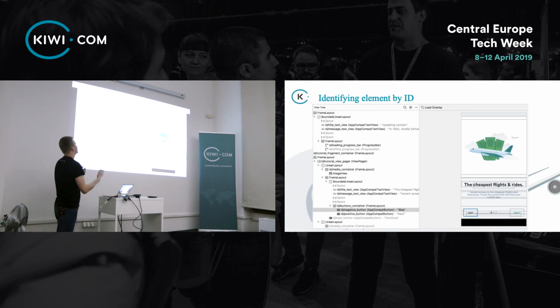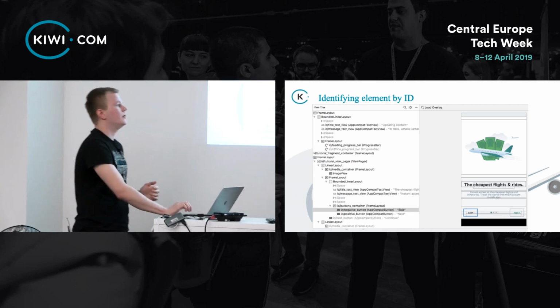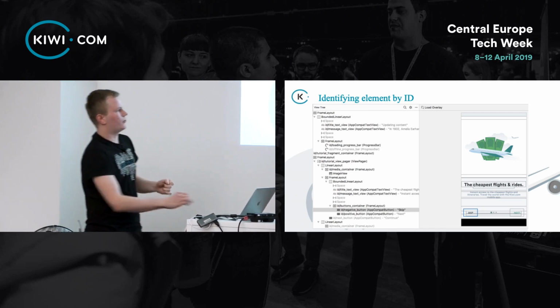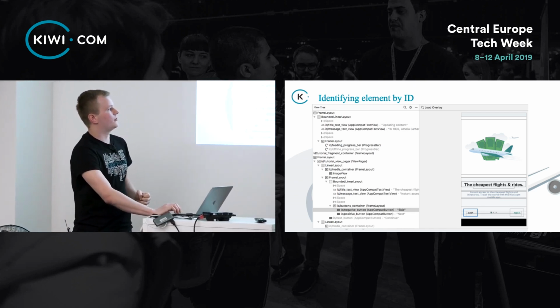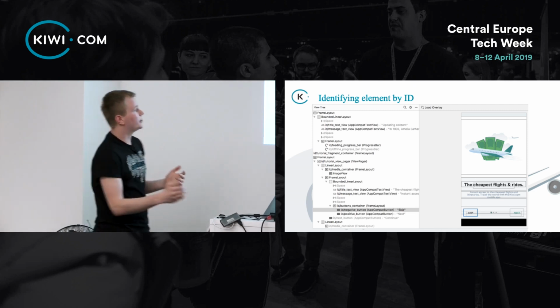Okay, so this is one more thing. This is the layout inspector. It's Android only, as far as I know, and you can print your whole layout of your application, and then you can use it for debugging or for writing automated tests.